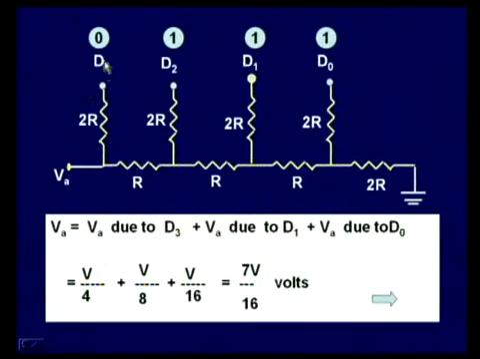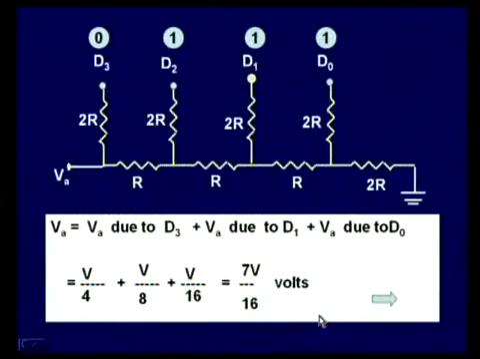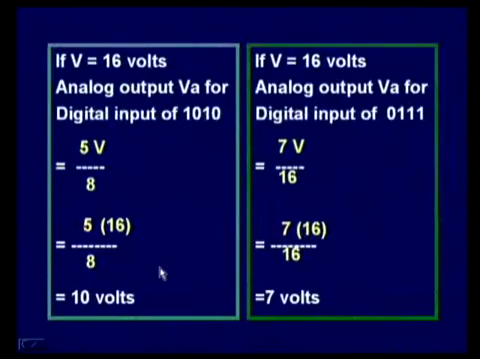In the second case, when the digital input is 0, 1, 1, 1, how do you think the output will be? The analog output voltage will be equal to the sum of the outputs due to D2, D1 and D0. Here, due to D2 it is V by 4, due to D1 V by 8 and due to D0 it is V by 16. Put together, the output voltage will be equal to 7 V by 16 volts. This is how we calculate the analog output voltage for a given digital input.